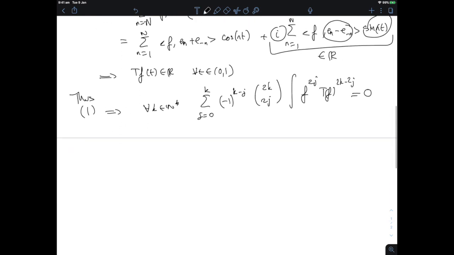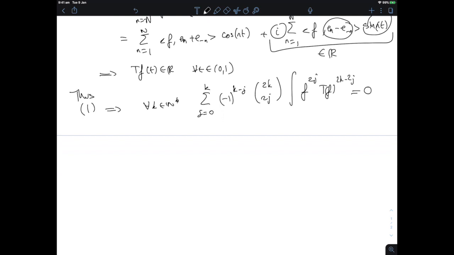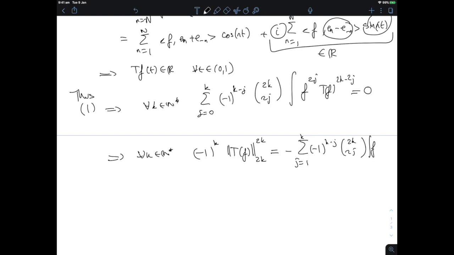I would get that for all k in N star, minus 1 to the k times the L2k norm of Tf raised to the power 2k has to be equal to minus the sum j running from 1 to k of minus 1 to the k minus j, 2k choose 2j, times the integral of f to the 2j times Tf to the 2k minus 2j.